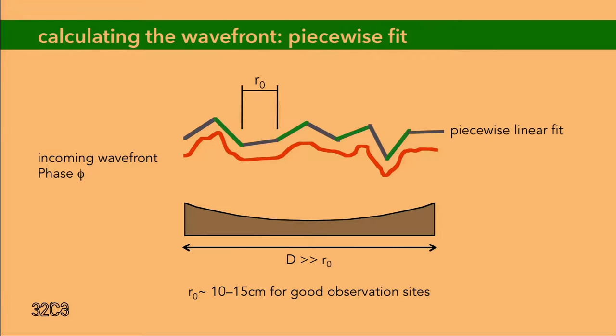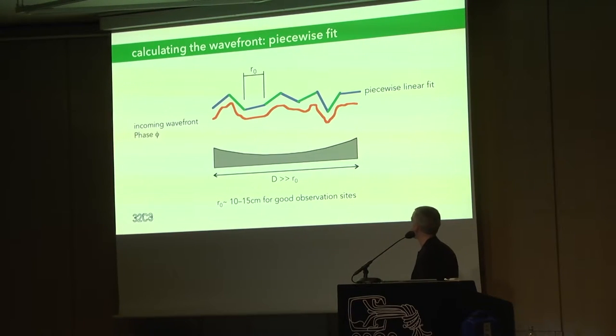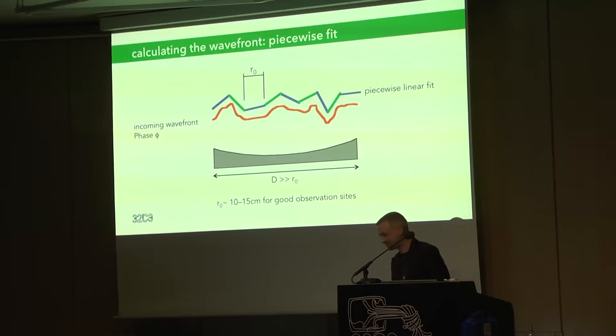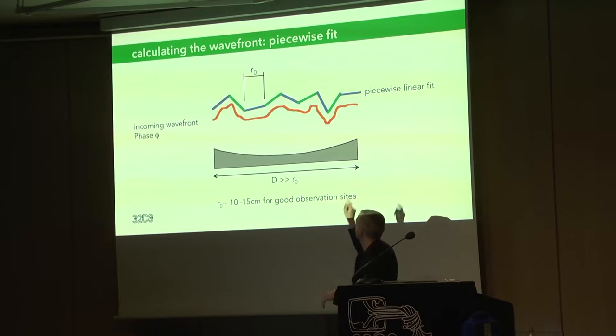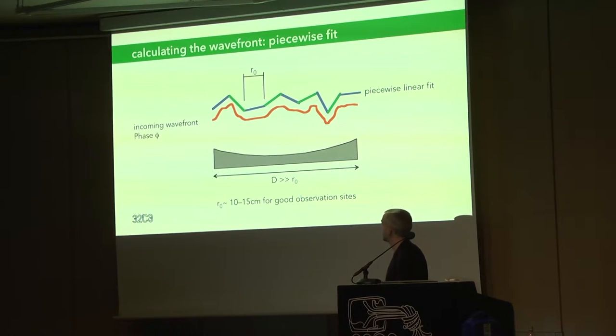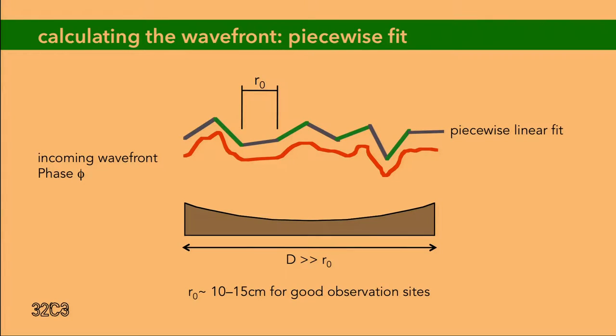To do actually that, this is the one slide in this talk with a Greek symbol. You have this incoming wavefront, which is shown in orange, and then you do a piecewise linear fit, which is an approximation of the slope of it, actually, how it looks like. It's put into linear pieces, and the size of what can normally be taken as a linear fit piece is roughly 10 to 15 centimeters for good observation sites, while this thing here, so this is the primary mirror of the telescope, which collects all the light that comes from outer space, is usually, for the big telescopes, 8 to 10 meters.